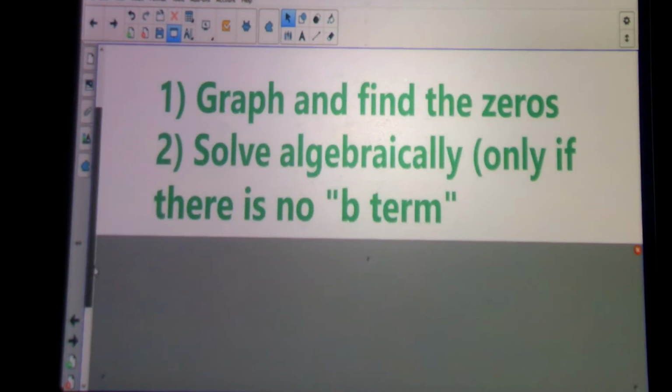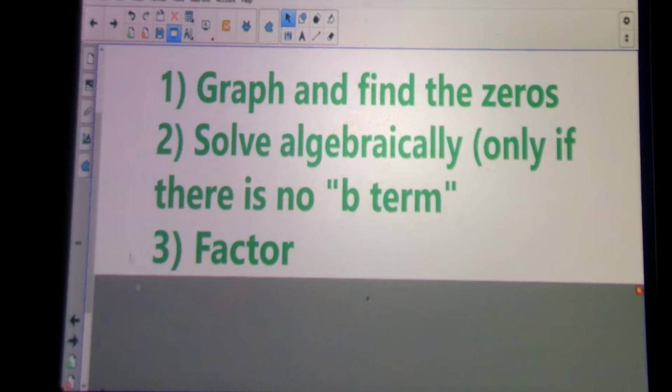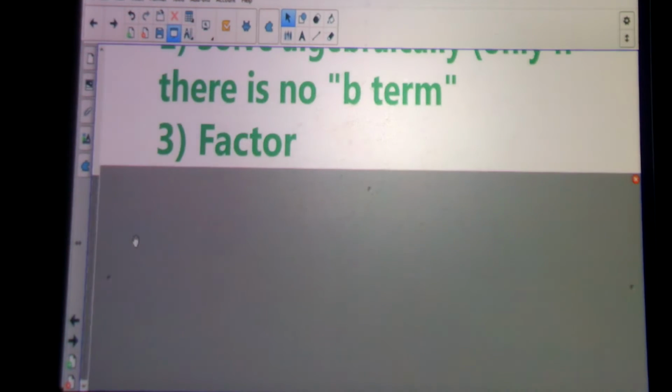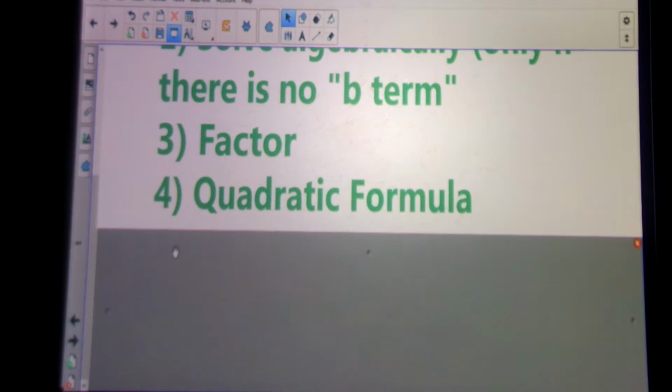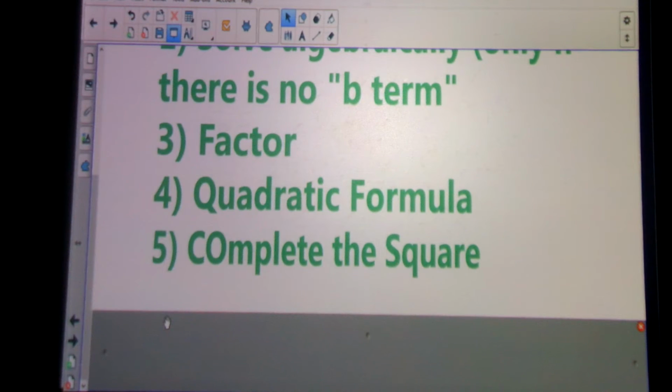Other ways, we're going to factor. That will be tomorrow. We're going to use the quadratic formula. And last, we're going to complete the square. So there's 5 different methods we're going to review, but today we're going to cover 2 of them.